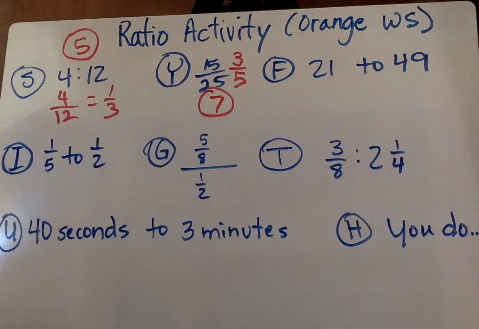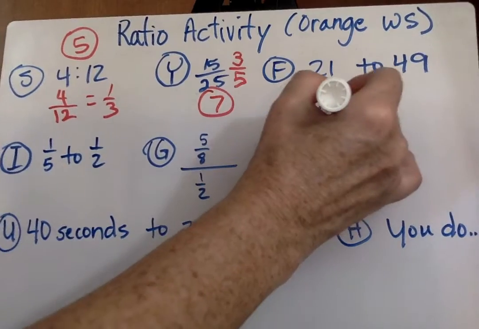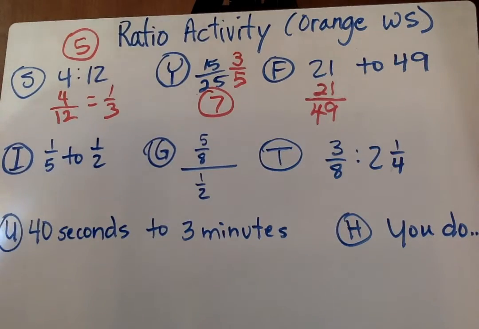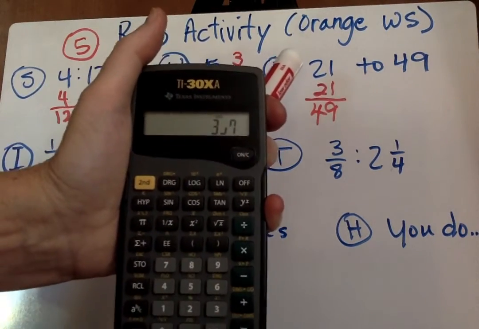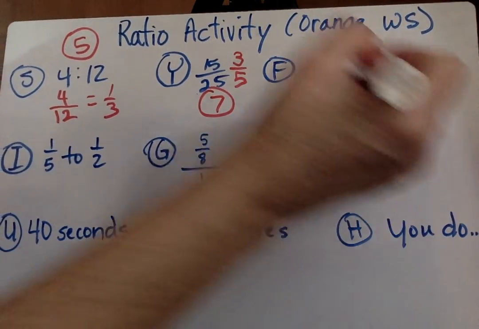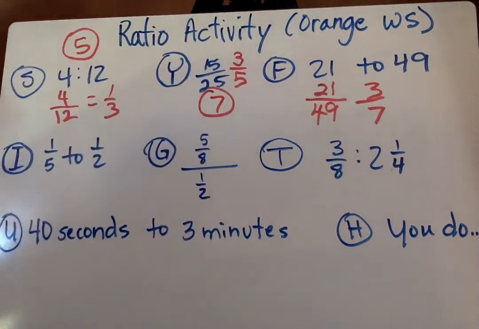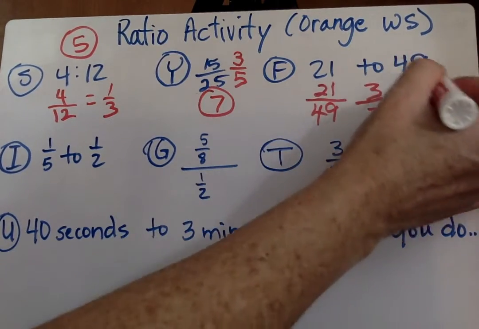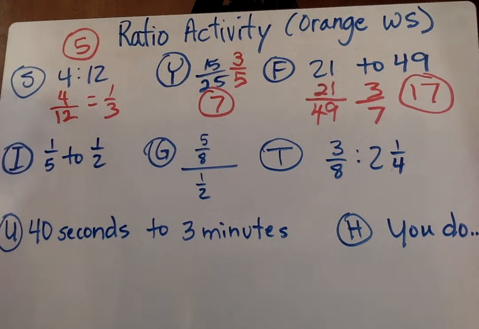Okay, next I'm going to go ahead and do F, 21 to 49. Write it as a fraction, and then I have to simplify it. 21 ABC 49. 3/7. Look over here, 3/7 is 17. So again, wherever 17 is, you put an F. Wherever there's a 7, you put a Y. Wherever there's a 5, you put an S. And that will be part of the coding of the message.